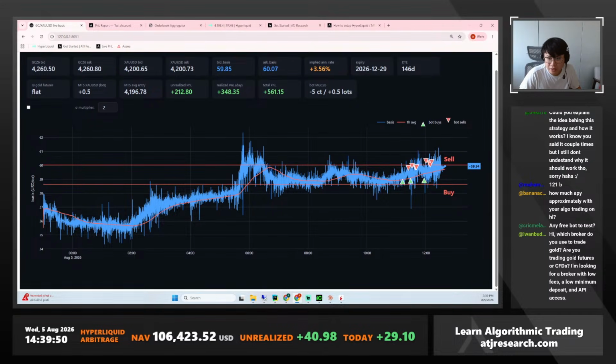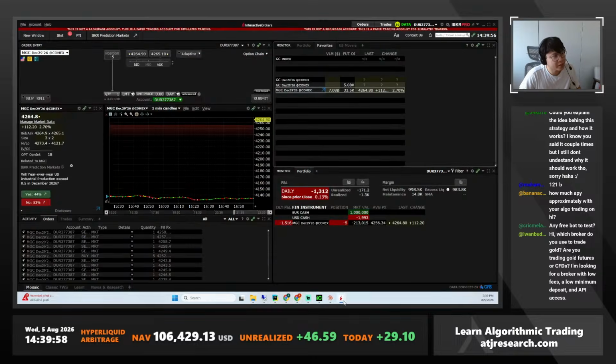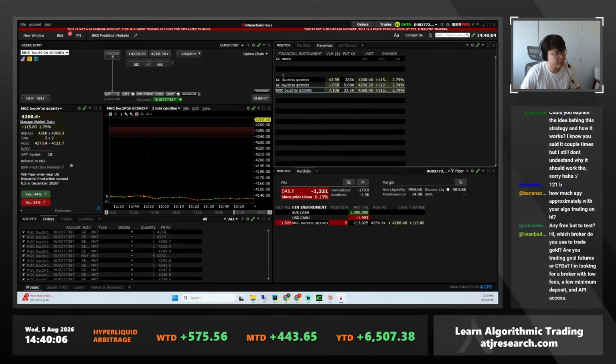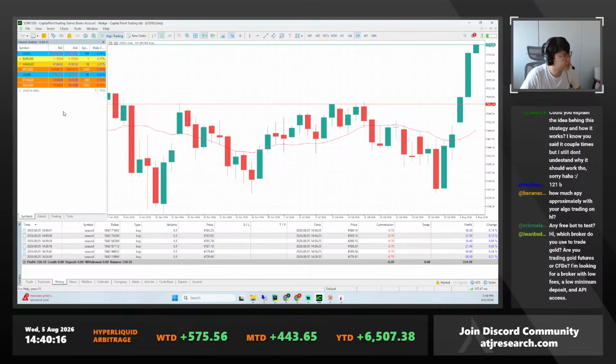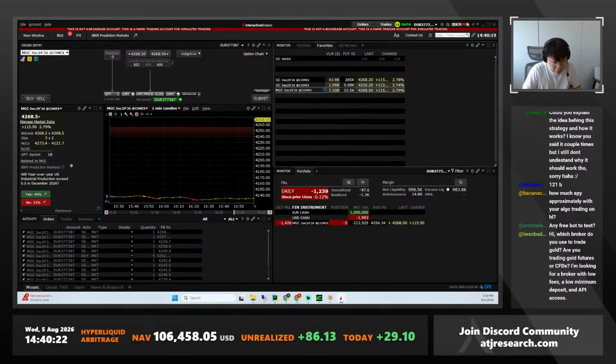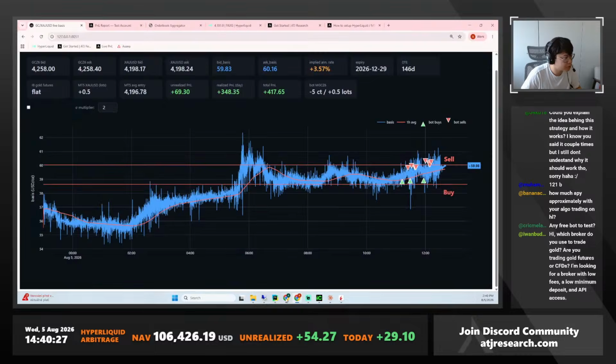Which broker do you use to trade gold? Are you trading gold futures or CFDs? I'm looking for a broker with low fees, a low minimum deposit, and API access. I use Interactive Brokers, and I trade with CME. So through Interactive Brokers, I subscribe to CME, and I trade the GC futures there. And the commissions are pretty low. Like if you trade MGC or GC futures, their commission on gold is very low. And for CFDs, I see trading, and they have very good trading conditions on XAUUSD too. And for my arbitrage, I arbitrage between CME futures and MT5 right now, which is really nice.